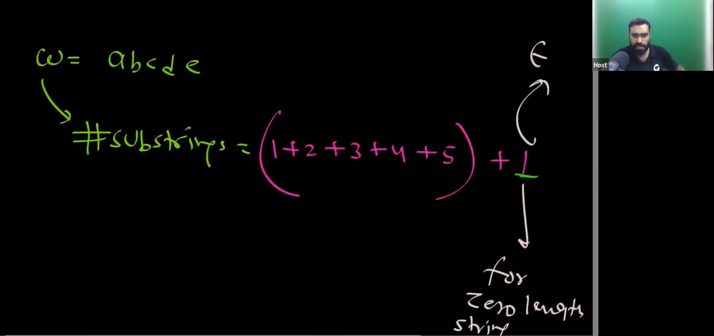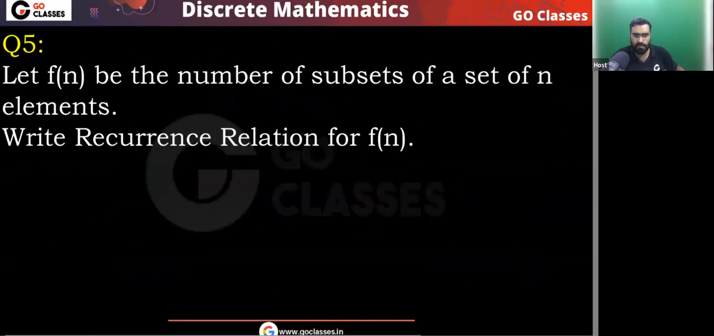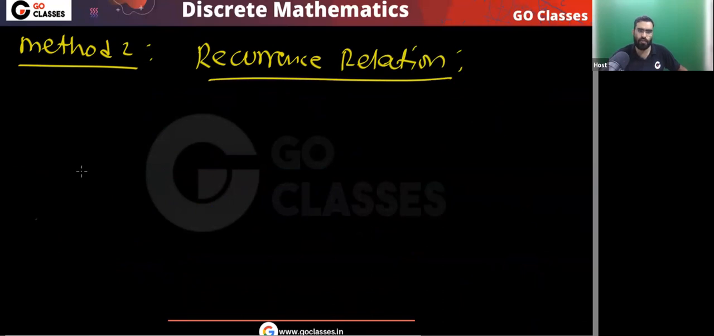Now let me tell you another method to solve this question. The same question we can solve by a different method. Can you create a recurrence relation? The method number 2 is the recurrence relation method. Can you create a recurrence relation for the number of substrings of length n?